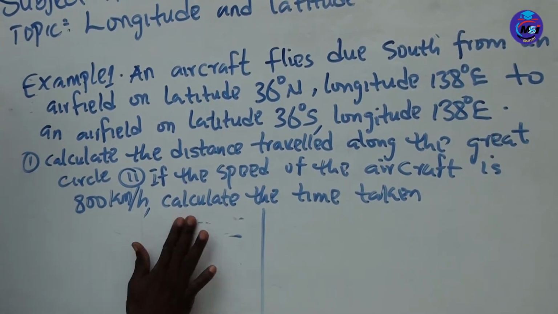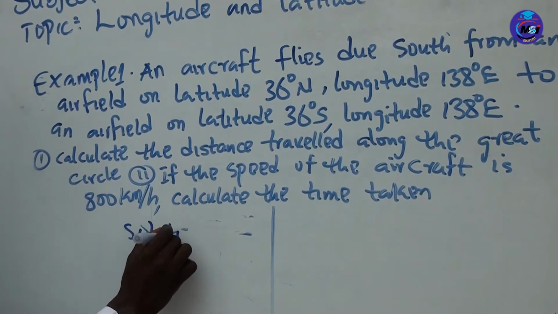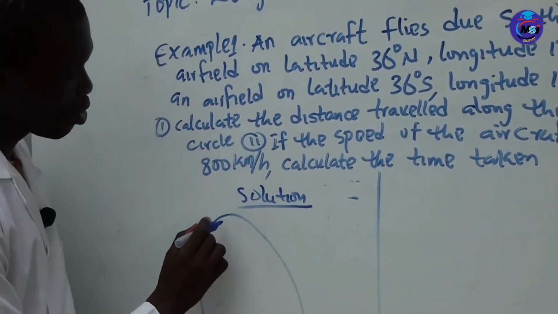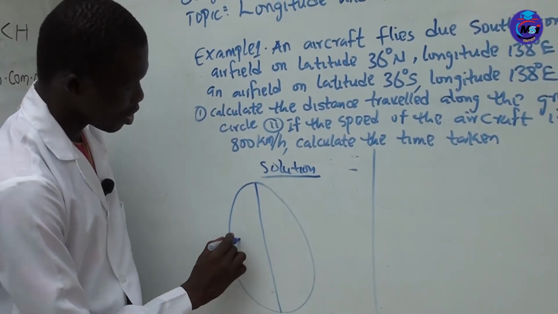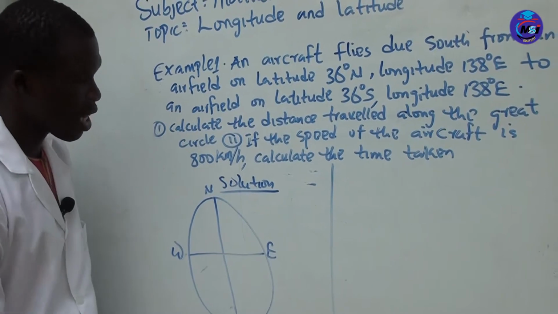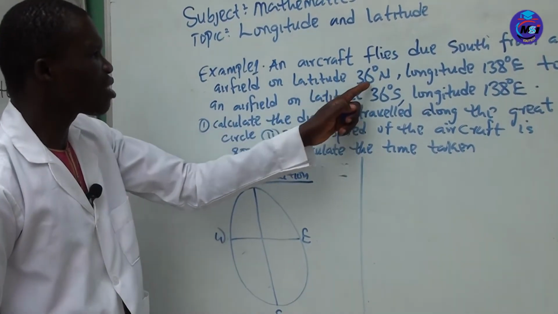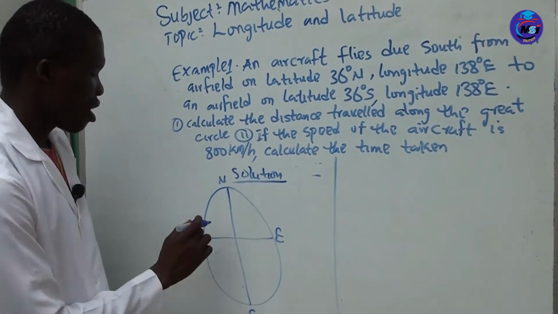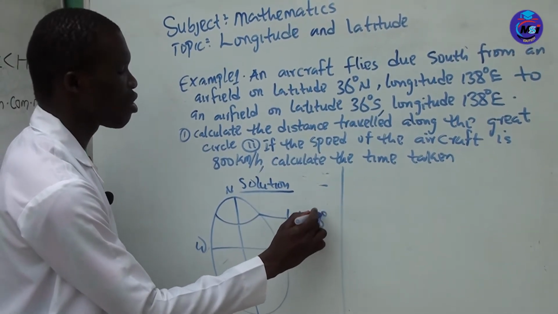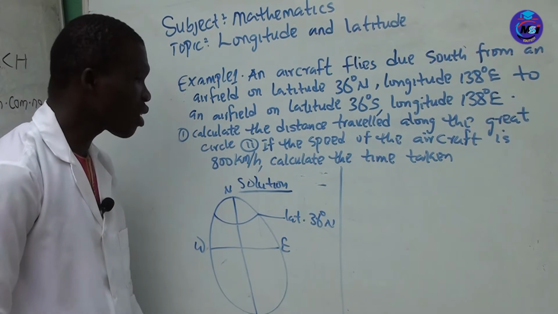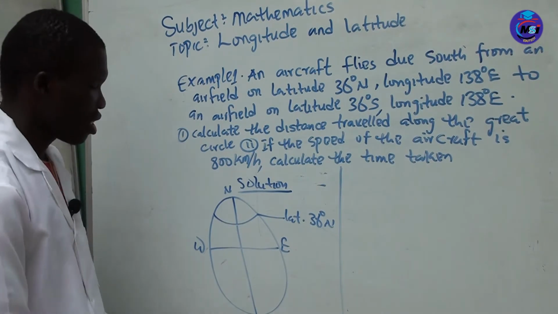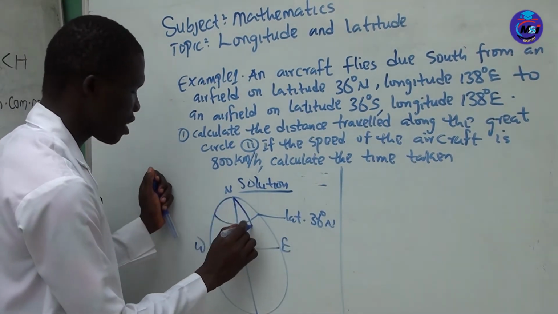Now, the first thing to do is understand the question before you solve. You can draw for you to understand. This is east, west, north, and south. If you read the question, we have latitude to be 36 degrees north. North falls here. We have latitude 36 degrees north. Not only that, we have longitude to be 138 degrees east. So this is east. You draw it like this.